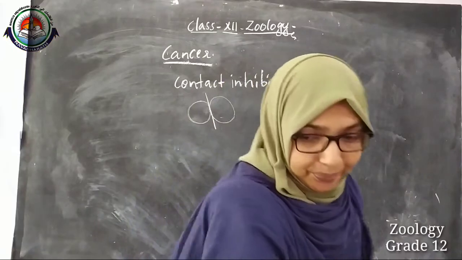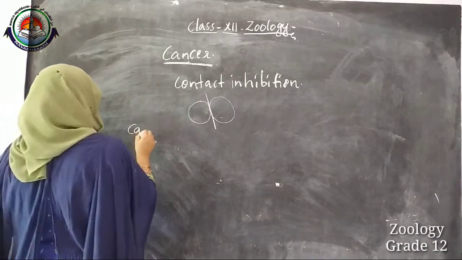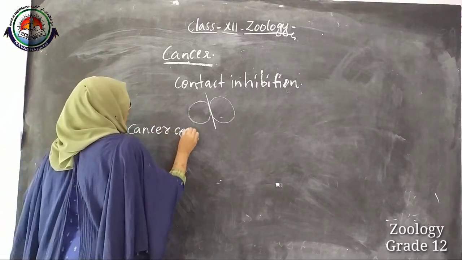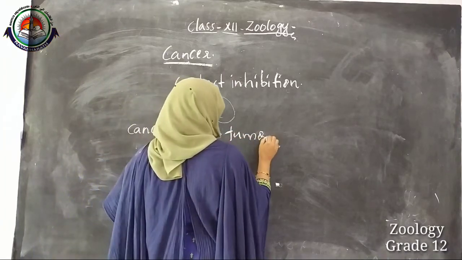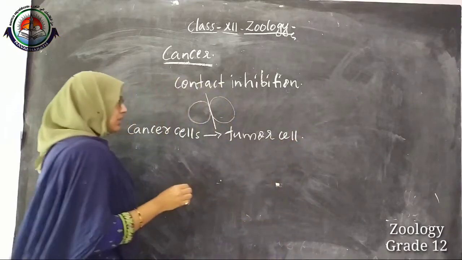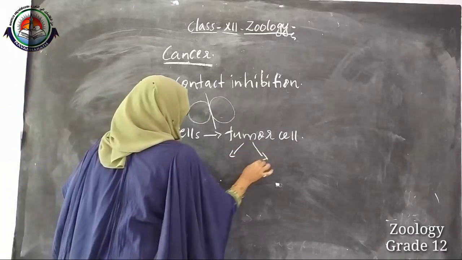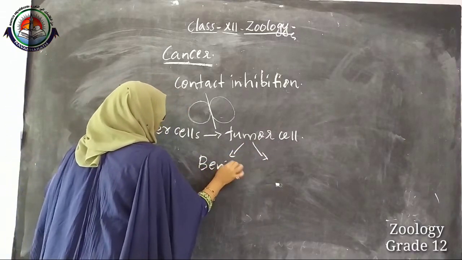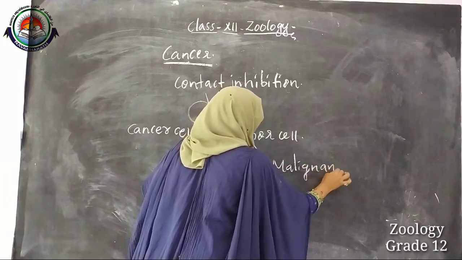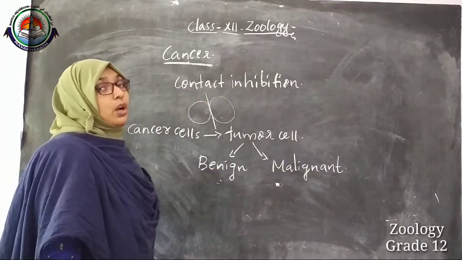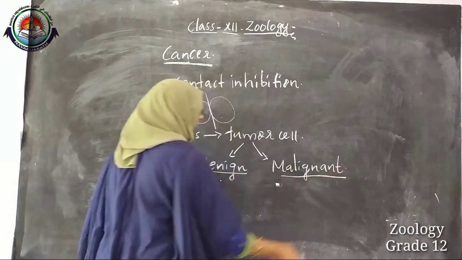Okay, so due to the rapid division of the cancer cell, they would transform into tumor cells. These tumor cells are of two types: benign tumor and malignant tumor. Two types of tumor cells are there, benign tumor and malignant tumor.